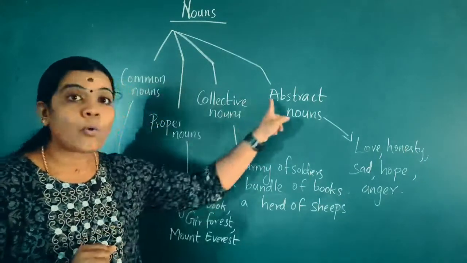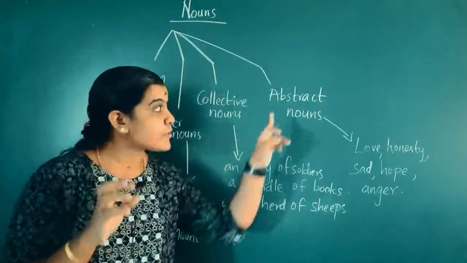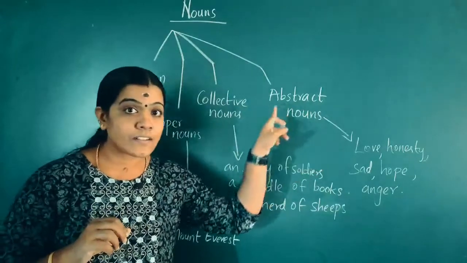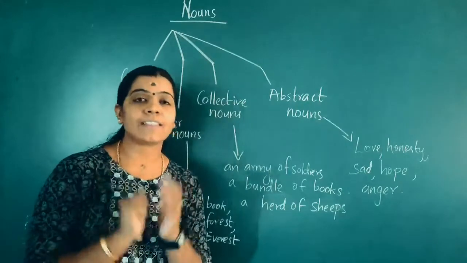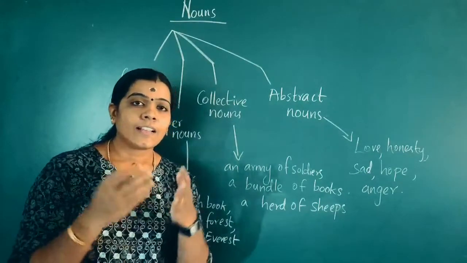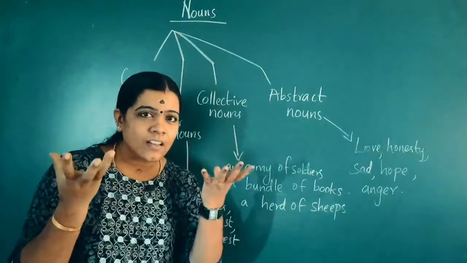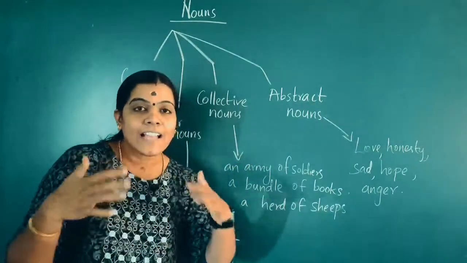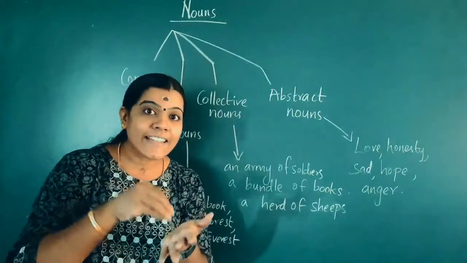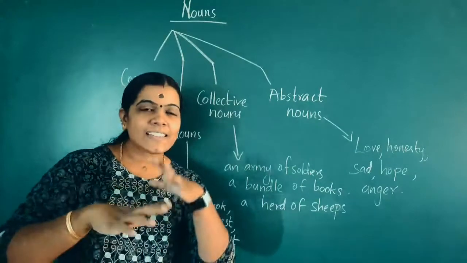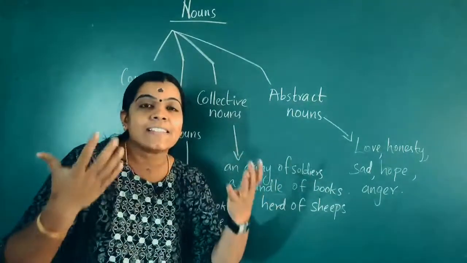Then the fourth one is entirely different from these three. Abstract nouns. Abstract nouns is the fourth type of noun. An abstract noun means a thing that we can't see, hear, or touch. We can't see that thing. We can't hear that thing. We can't touch that thing. Okay, it is something, a feeling. It is the feelings of human beings.